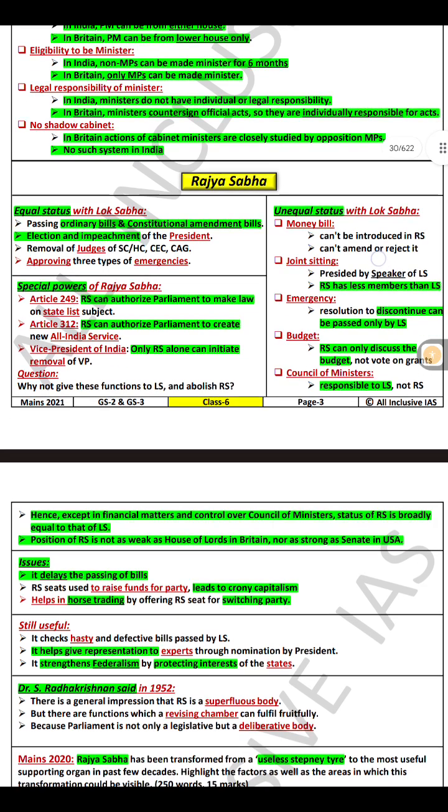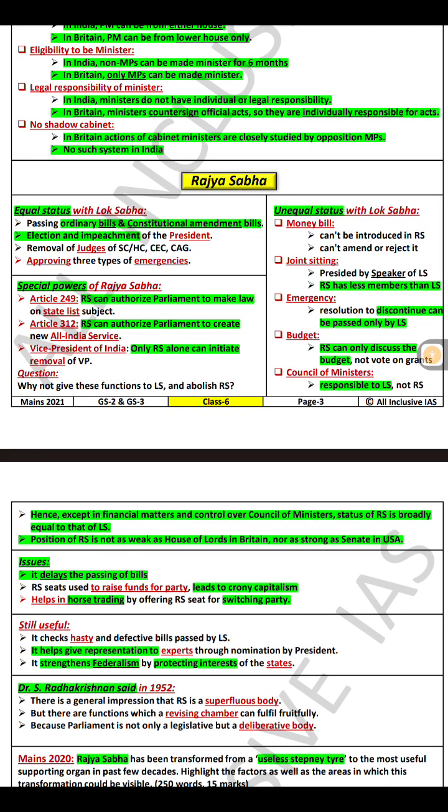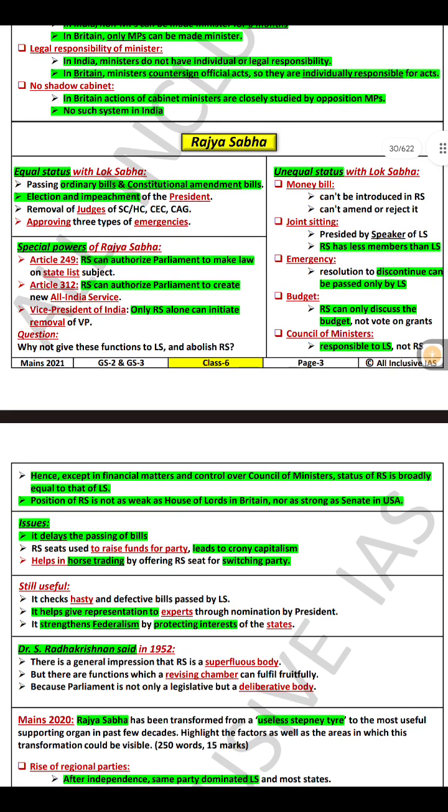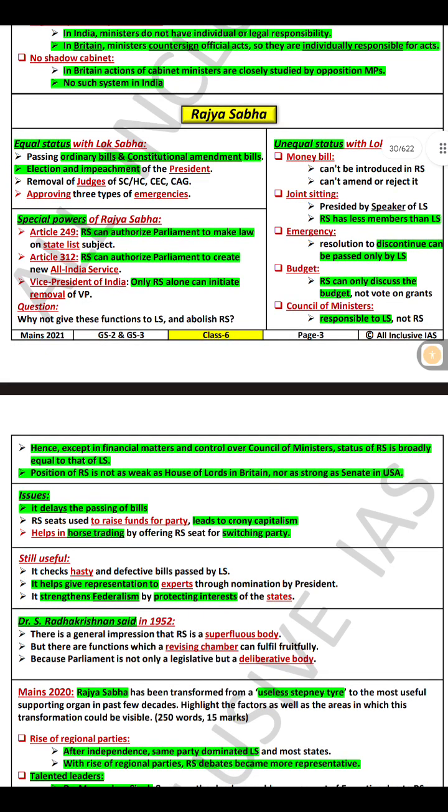Emergency: resolution to discontinue can be passed only by Lok Sabha. Budget: Rajya Sabha can only discuss the budget, not vote on grants. Council of Ministers is responsible to Lok Sabha, not Rajya Sabha.